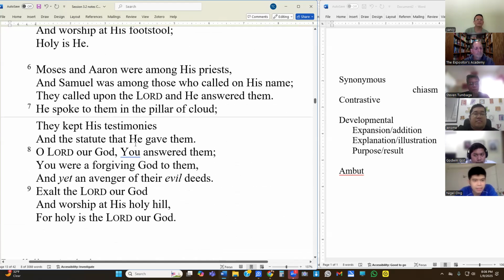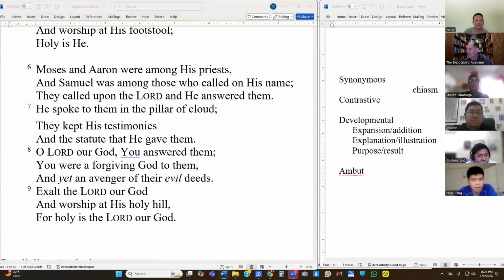Verses 6 to 9. Moses and Aaron were among his priests, and Samuel was among those who called on his name. They called upon the Lord, and he answered them. He spoke to them in the pillar of cloud. They kept his testimonies and the statute that he gave them. O Lord, our God, you answered them. You were a forgiving God to them, and yet an avenger of their evil deeds. Exalt the Lord our God and worship at his holy hill, for holy is the Lord our God.